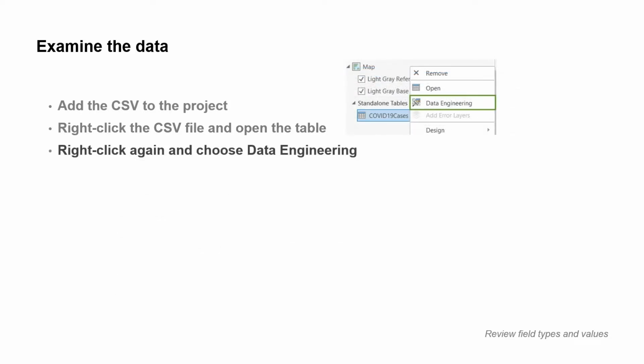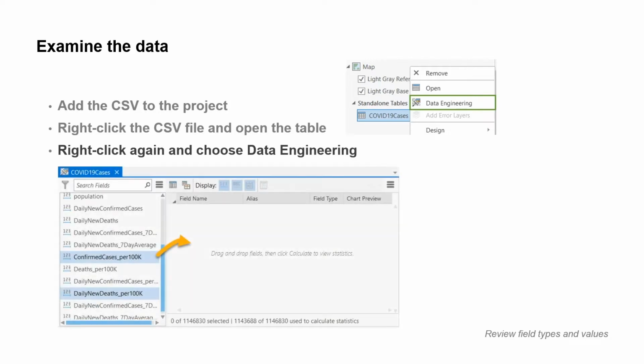We've opened the table and we've looked at the fields. Next, we'll use the data engineering functionality to explore further. To open the data engineering panel, we right-click on the table in the Contents pane, and this time we select Data Engineering. Now, we could present really a whole workshop on data engineering and how you can use it to clean, transform, reclassify, reduce, pivot, and on and on. Here, we just want to get to know our data a little better.